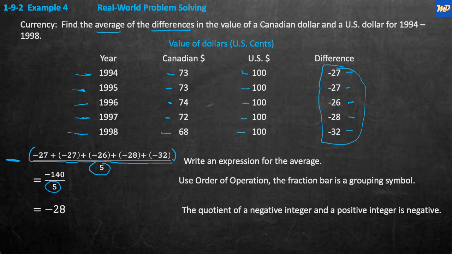So that's why we use order of operations. And then when you divide negative 140 by 5, you get negative 28 as your answer. And it is negative because we're dividing a negative by a positive. Okay?